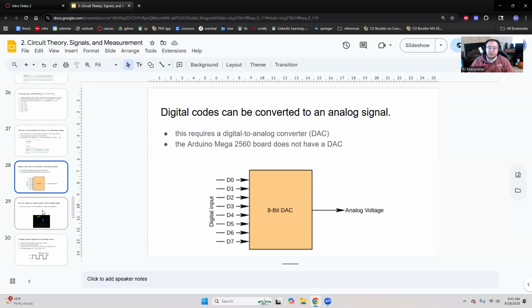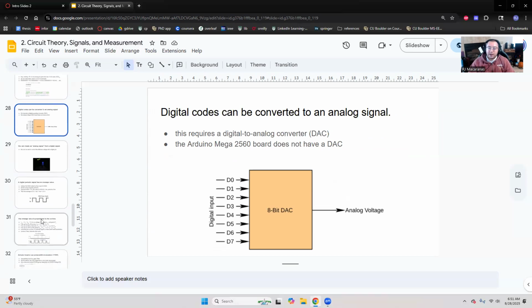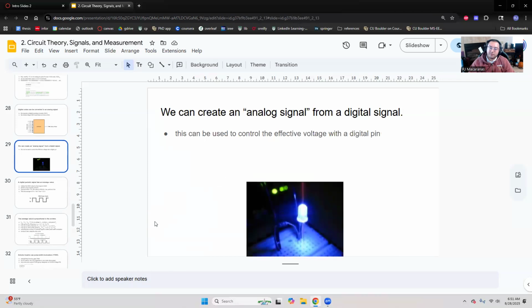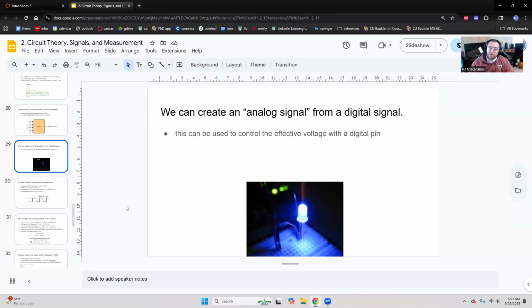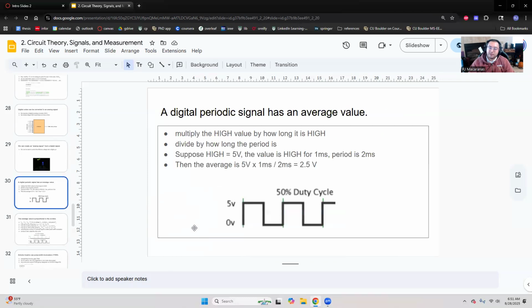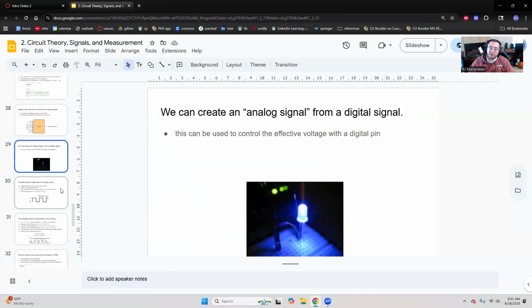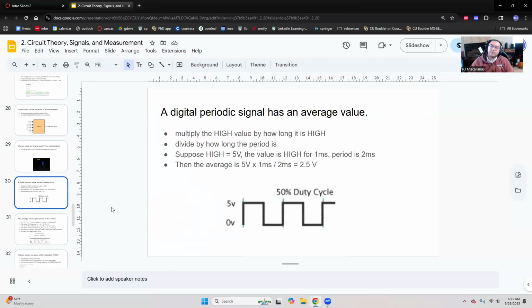All right. So these digital codes can be converted to an analog signal, and this requires a digital to analog converter. But the Arduino Mega board doesn't actually have a DAC. So we'll obviously need to find a workaround. In this case, we use what's called pulse width modulation to create an analog signal from a digital signal. And so we'll get into the operation of how this works.